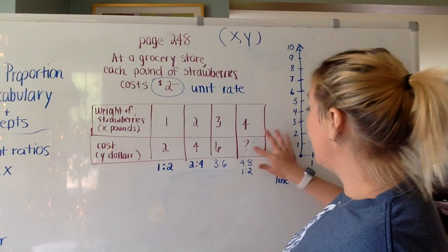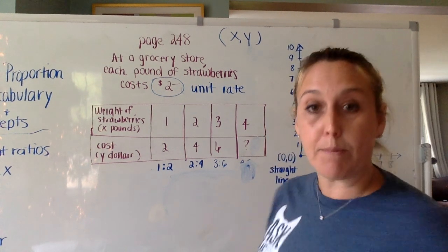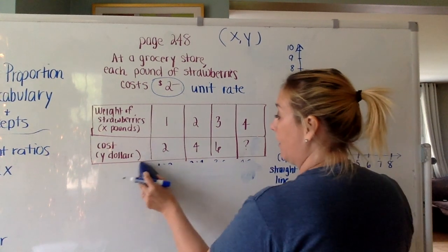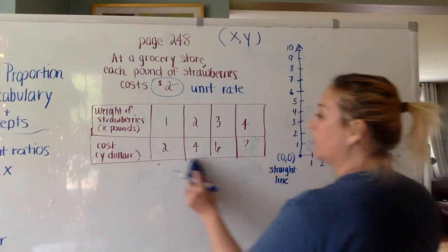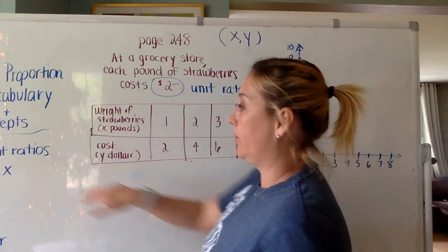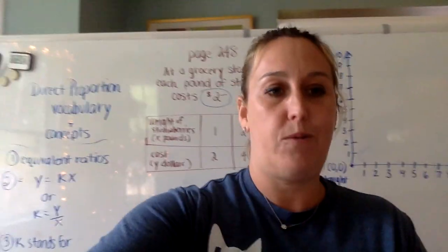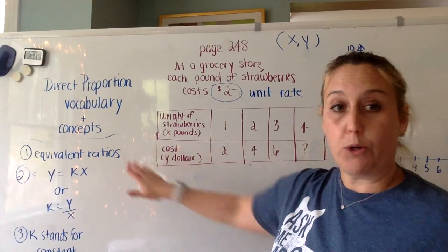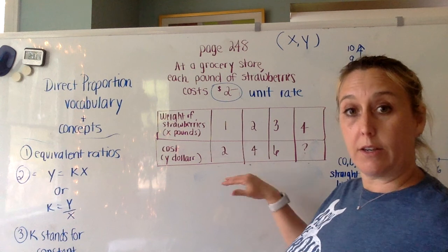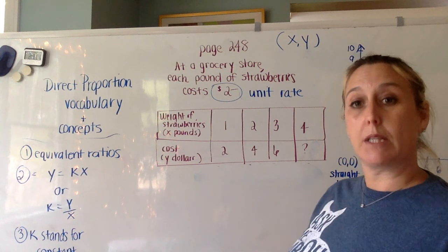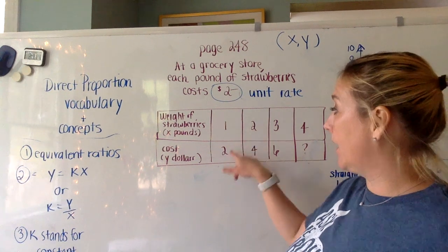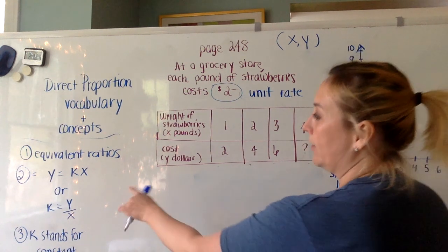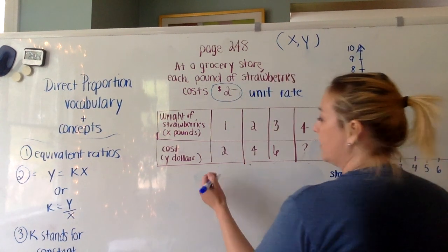So one way that we can check if something is a direct proportion is by checking to see if the ordered pairs in the table all are equivalent ratios. So that's one way that we identify direct proportion. If they're all equivalent ratios that can ultimately be reduced or simplified to the original ordered pair. Another way we can do it is using this formula, y equals kx.